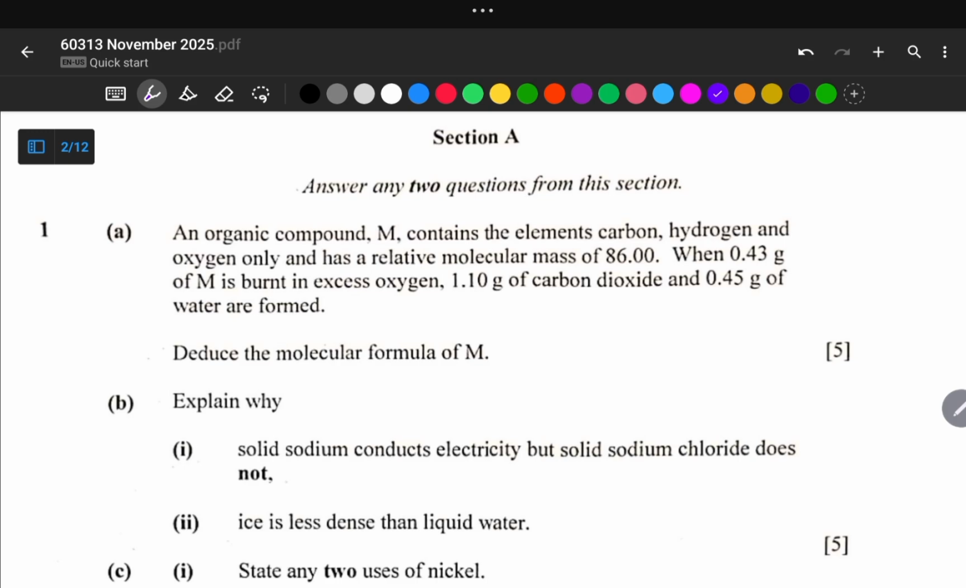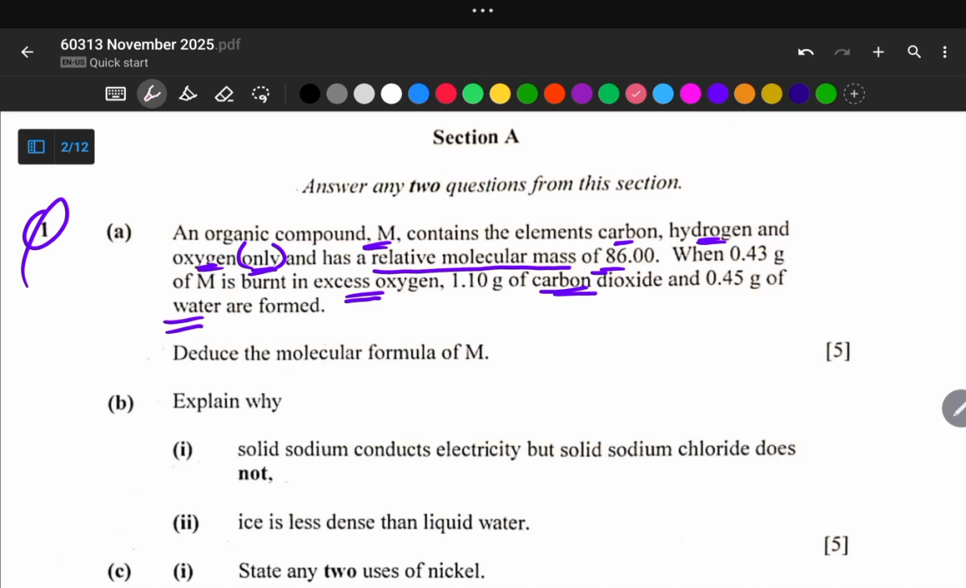So number one says an organic compound M contains the elements carbon, hydrogen, and oxygen, right? So it contains hydrogen, carbon, and oxygen only. You need also to take note of that one. It has a relative molecular mass of 86, and when 0.43 grams of M is burnt in excess oxygen, we are going to have 1.1 grams of carbon dioxide and also 0.45 grams of water.